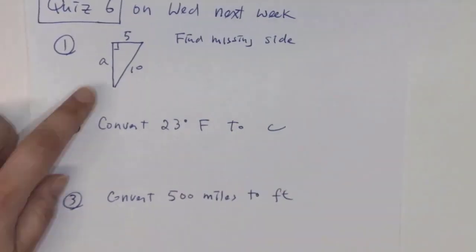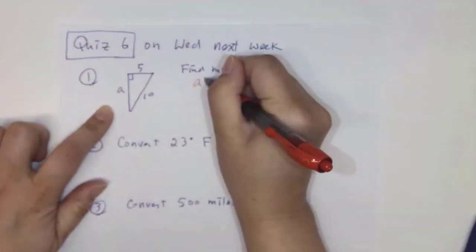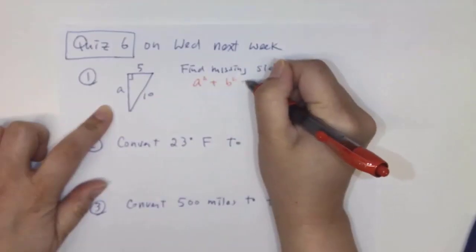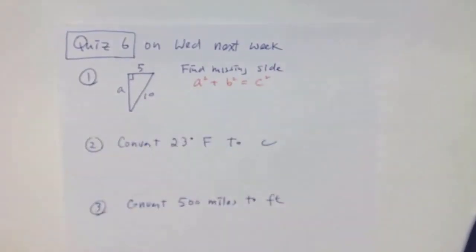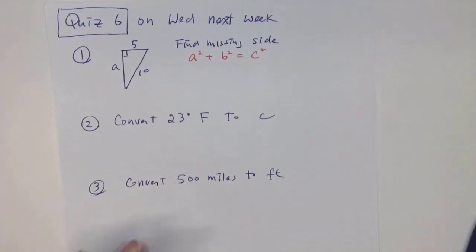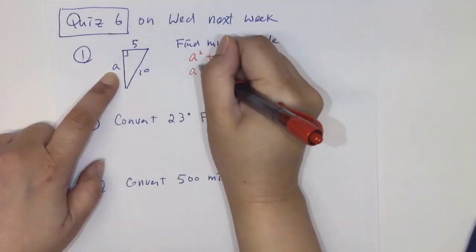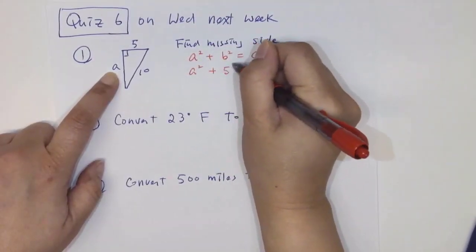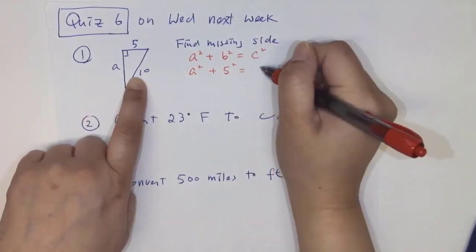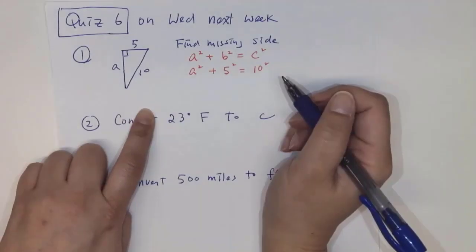How do I find the missing length? You use a squared plus b squared equals c squared. And what do we know about those? Which one would be a, which one would be b, which one would be c? It kind of tells you a, but sometimes it doesn't, okay? So a we don't know, but b is 5 squared, and then c here is 10, so 10 squared. And then what do we do?